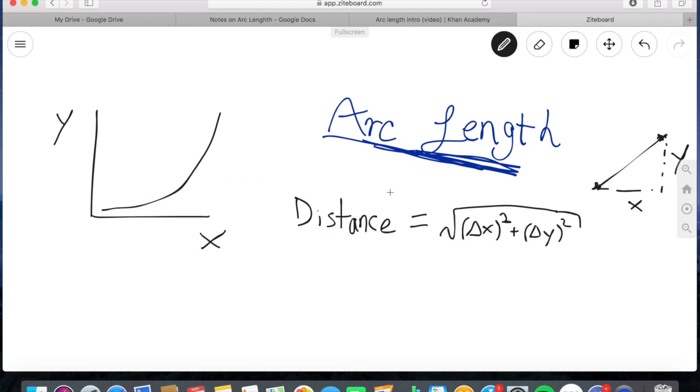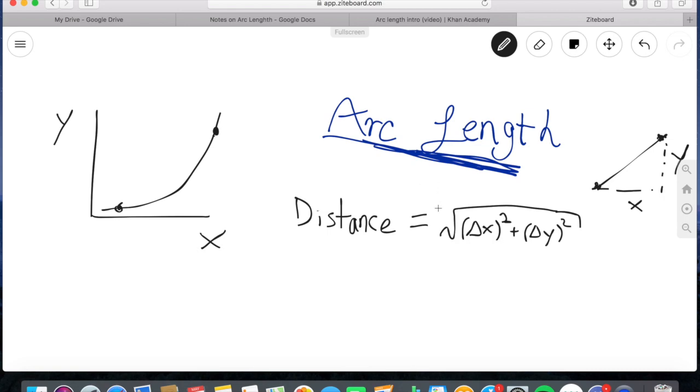Another way to think about arc length is if you have a string and you lay it across this graph. The length of the string between the two points that you have chosen, like from here to here, would be the arc length of this curve.